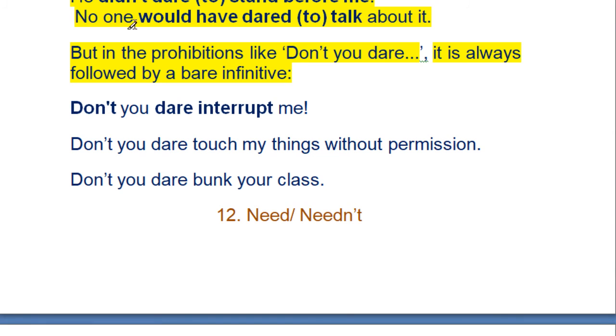So in the above examples we have seen that here dare is followed by both bare infinitive and to infinitive. Where dare is followed by a bare infinitive, it acts like a modal verb, but where it is followed by a to infinitive, it acts as a main verb, not a modal verb.